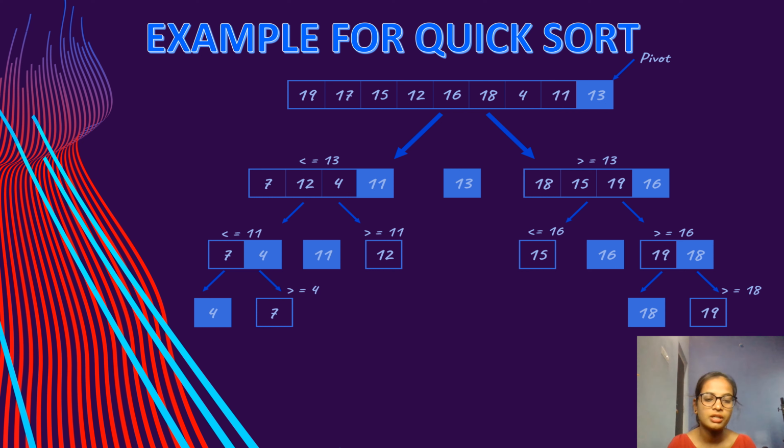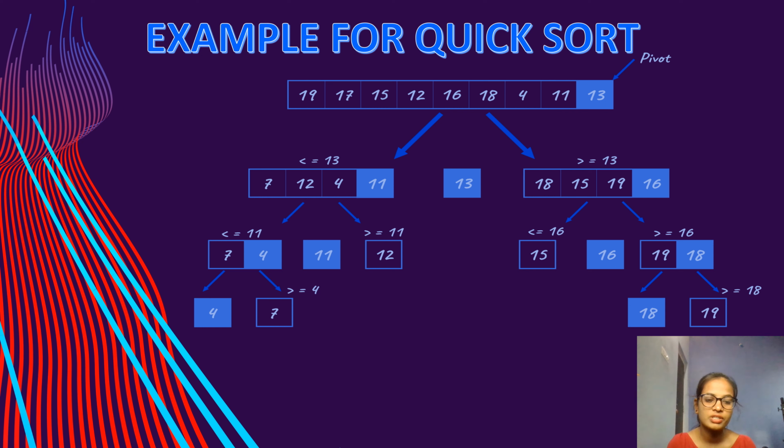The smaller elements should be on the left of the pivot element and the greater elements on the right side of the pivot element. The left side elements are 7, 12, 4, 11. The greater elements are 18, 15, 19 and 16. Again we have to sort this array. We selected 11 as a pivot element. The same conditions apply here: less than or equal to 11 and greater than or equal to 11. The elements less than or equal to 11 are 7 and 4. Greater than or equal to 11 is 12.